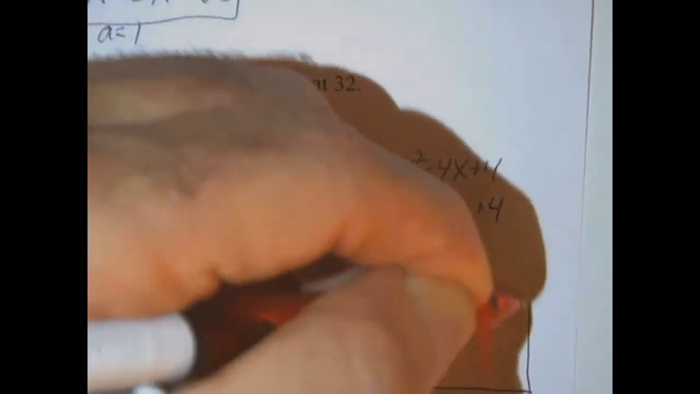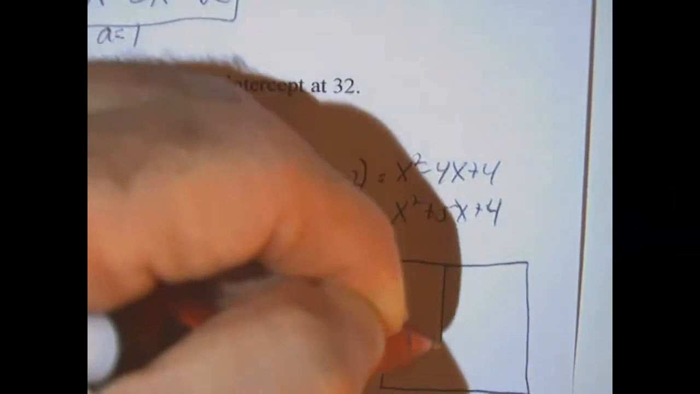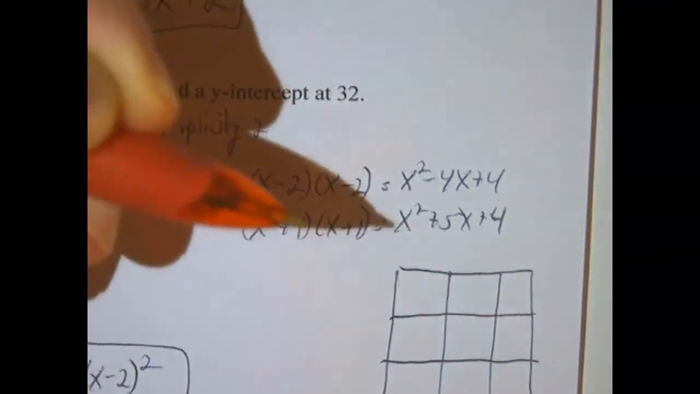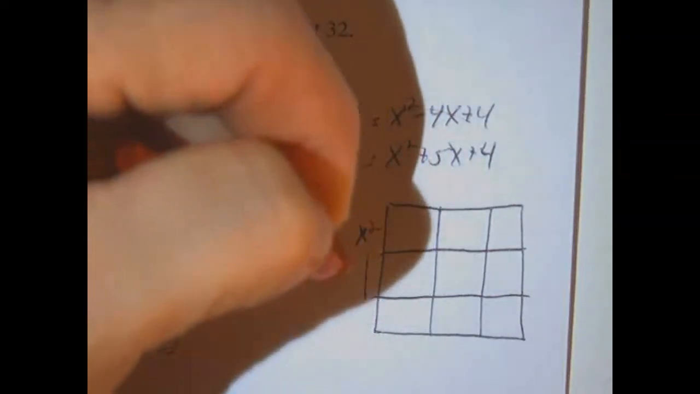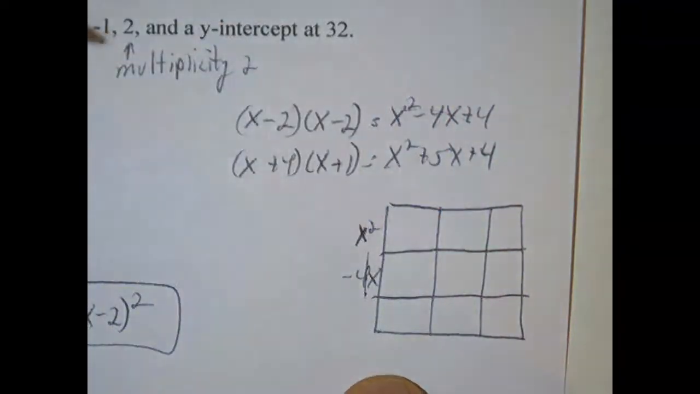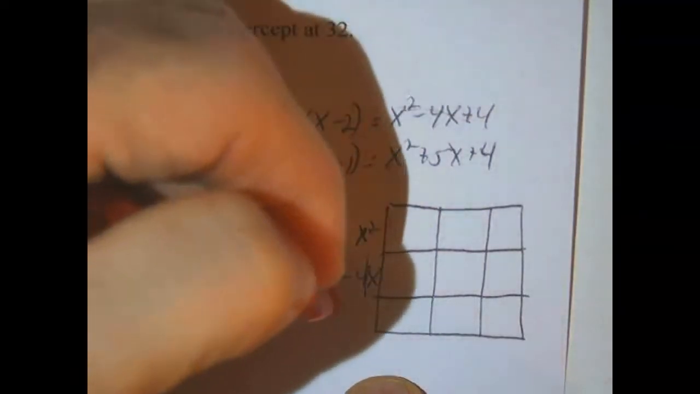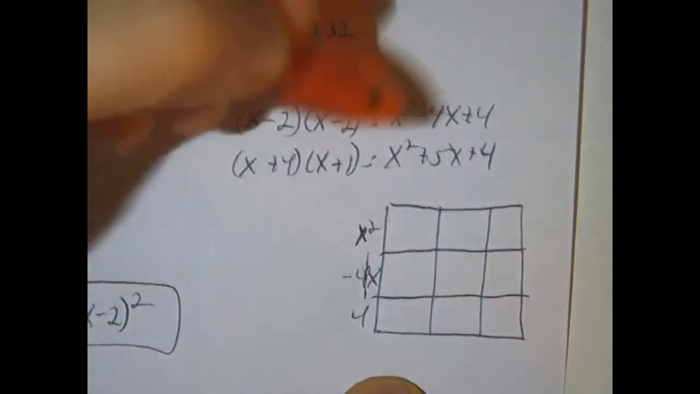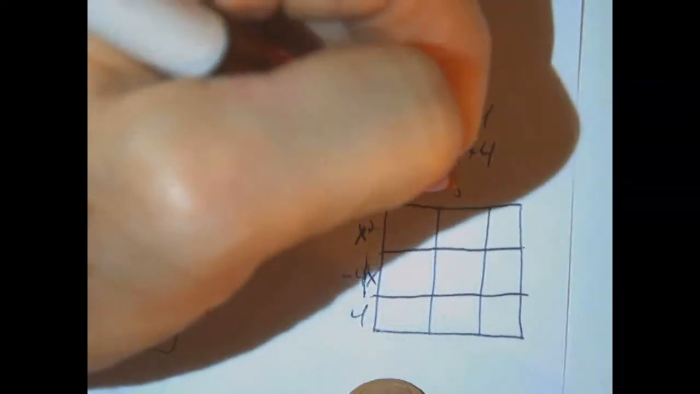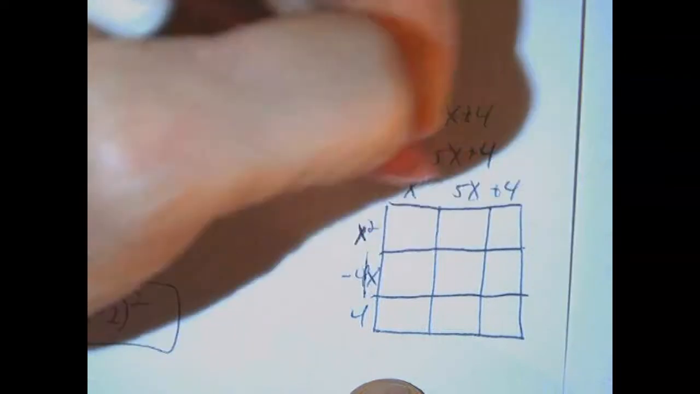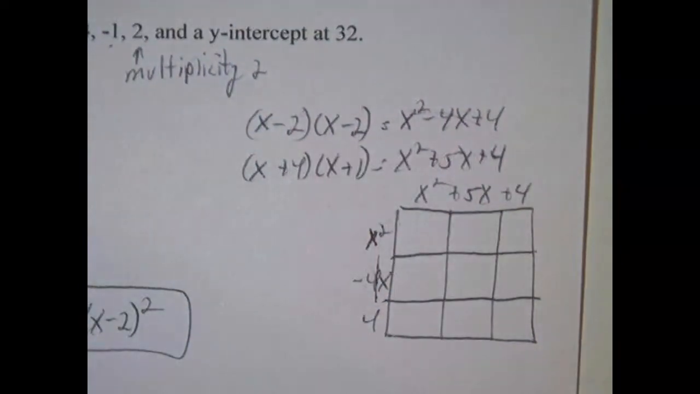And I'm going to make one of those little boxes. You might have seen this before, where I have 9 squares. This is going to be kind of like a multiplication table. On one side I'm going to put the first one, so it doesn't really matter which one goes where. So x squared minus 4x plus 4, and x squared plus 5x plus 4 up here. All positives.